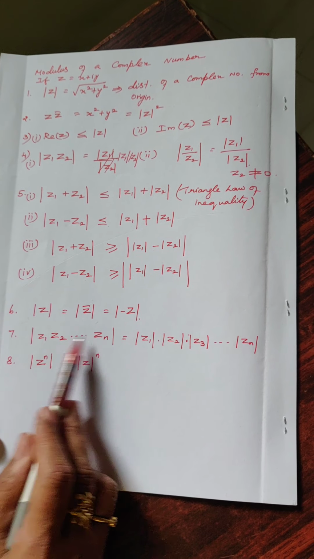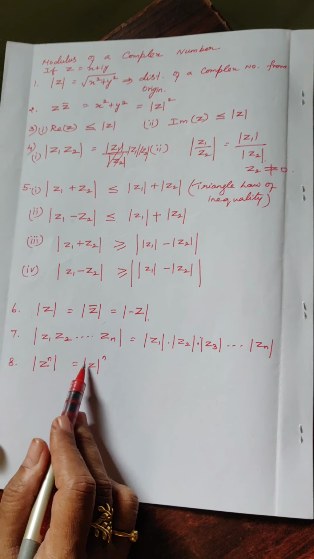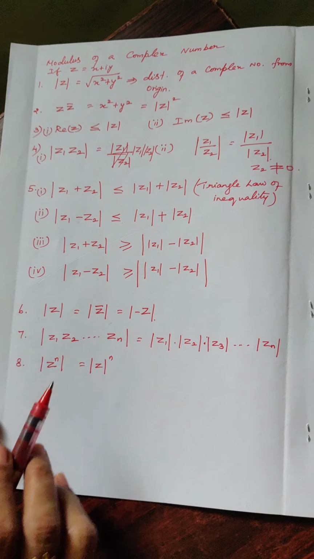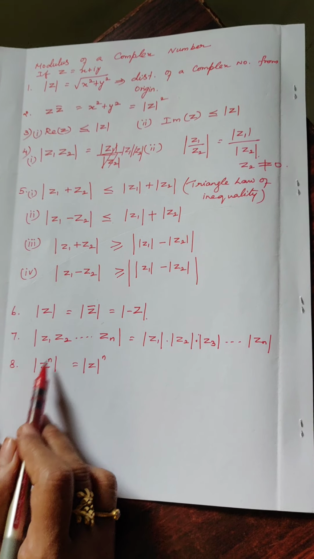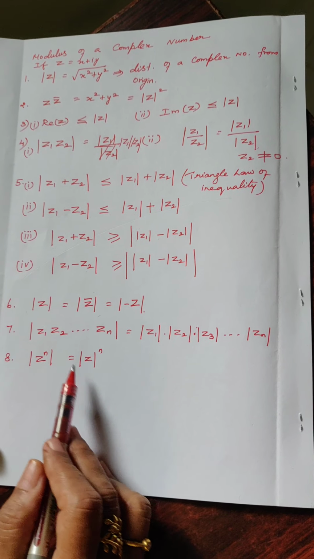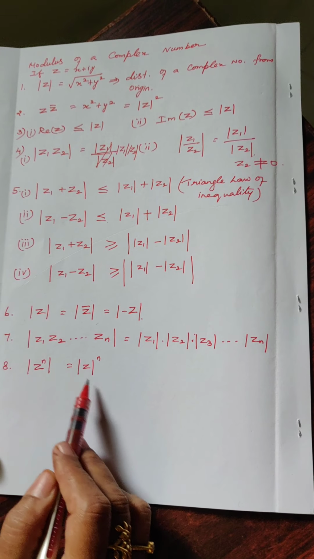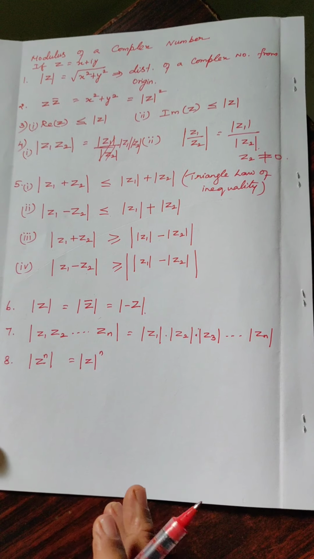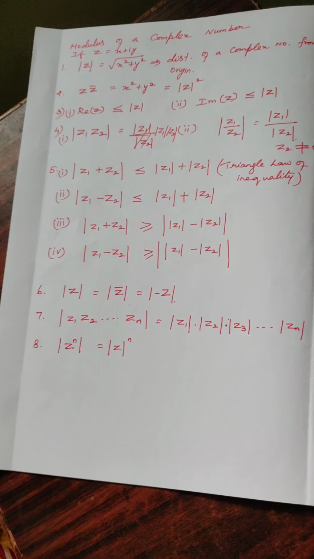If all these z's are equal, it becomes modulus of z power n equal to modulus of z the whole power n. So, after multiplication, there is no need to find the modulus of the product. It is enough to find the single modulus and take the nth power of that modulus. Is it clear, all of you? Now we will enter into the problems.